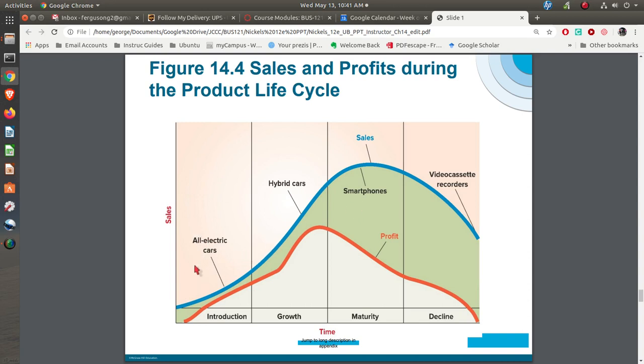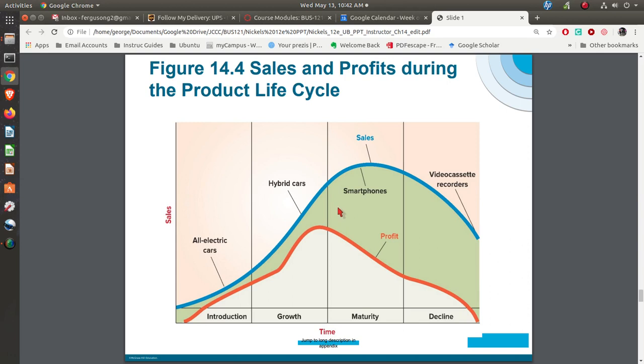All electric cars are still in the introduction phase. They're not really selling a whole lot right now, but hybrid cars are selling more. You can see that the sales of that are really going up. However, smartphones are starting to mature. And so what's happening is there's more and more competition out there. There's more and more competing on price, and profits are dropping. Eventually, you're going to have a decline.